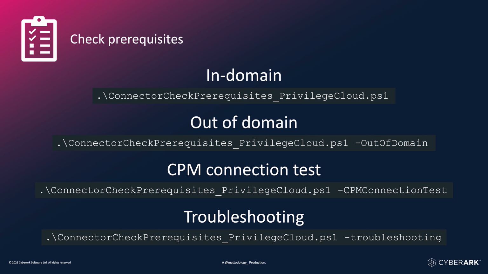No matter which method you select, all checks within the prerequisite script must pass before you proceed. This ensures a smooth and successful installation, laying a solid foundation for your Privilege Cloud deployment. Take the time to verify every requirement up front, and you'll avoid common issues as you move forward. In this video, we will run the prerequisite script using the in-domain deployment option.